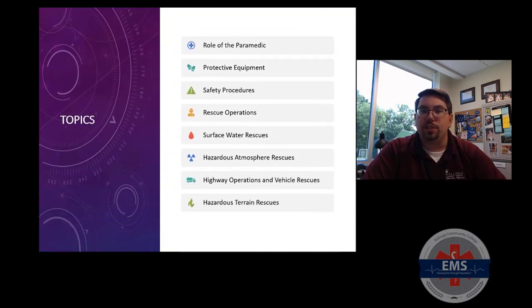Our topics for today will include the role of the paramedic, protective equipment, proper safety procedures, and rescue operations. We'll talk about surface water rescues, some hazardous atmosphere rescues, along with highway and vehicle operation rescues, and then hazardous terrain as well.